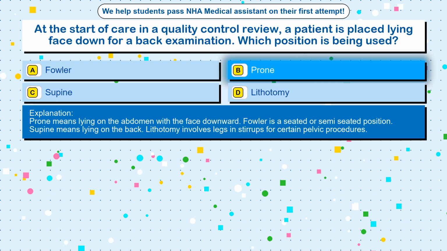Prone means lying on the abdomen with the face downward. Fowler is a seated or semi-seated position. Supine means lying on the back. Lithotomy involves legs in stirrups for certain pelvic procedures.